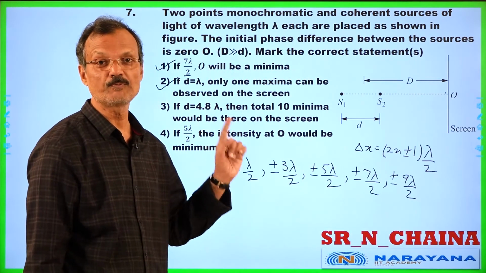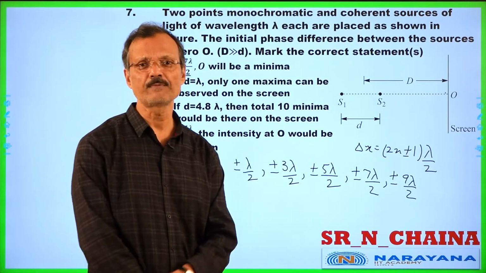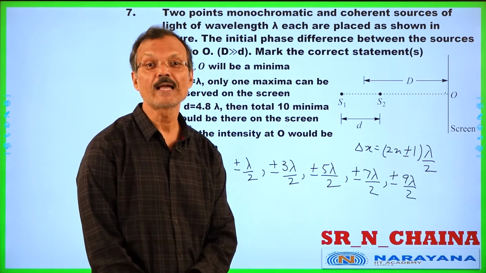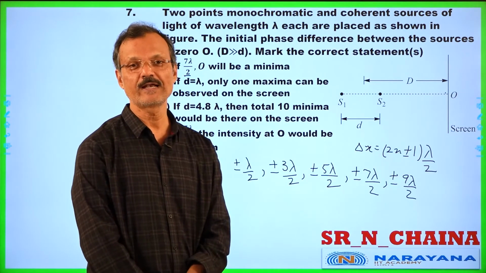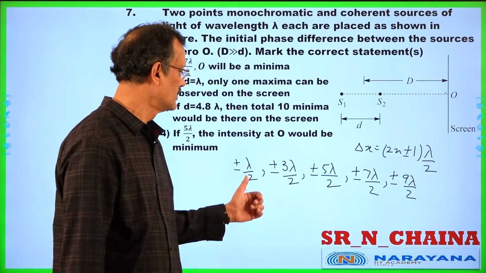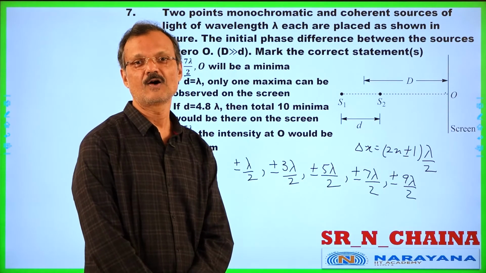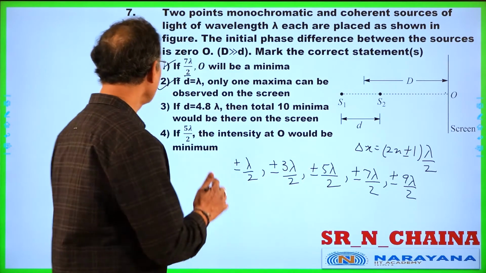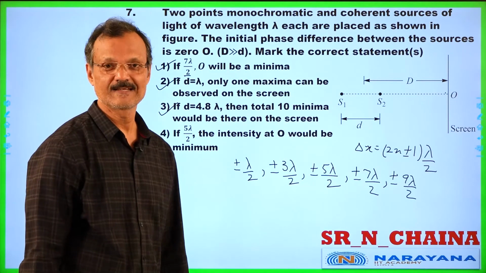That is 4.5, and they have given you 4.8 lambda. It means that if I go for 11 lambda by 2, it will become 5.5 lambda. They had given you only 4.8 lambda, so you have to stop here only. Now count: 2, 4, 6, 8, 10. How many minima are you getting? 10 minima. It means that number 3 is also 100% right. Good.